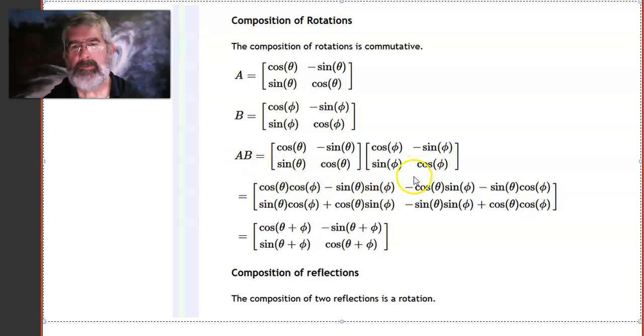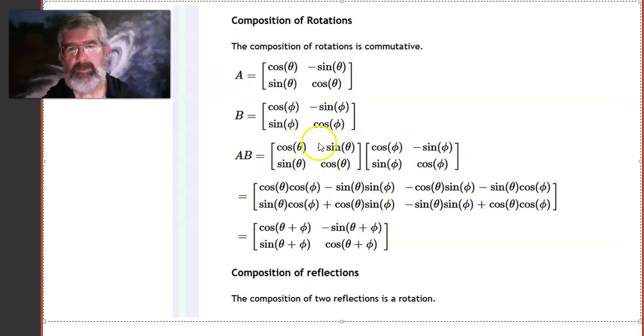So I have, this was B and A, so you multiply them together. And so first row, first column, cosine theta cosine phi minus sine theta sine phi, that's this one. And then down here would be sine theta cosine phi plus cosine theta sine phi, that's this one. And then over here is this times that.